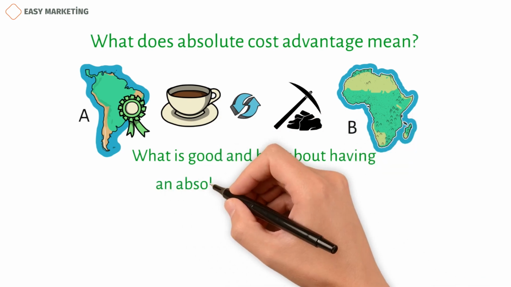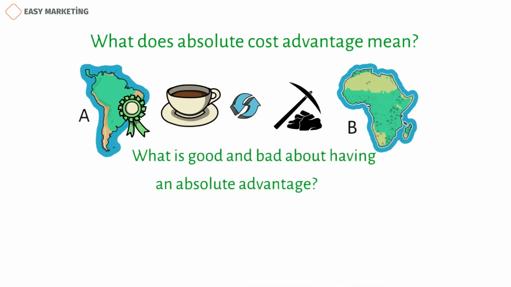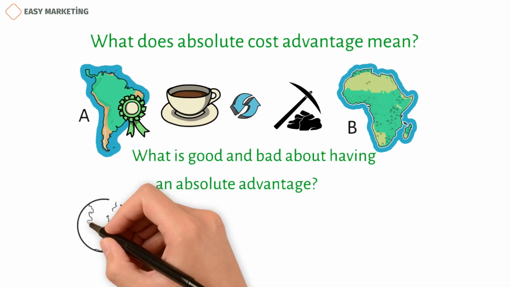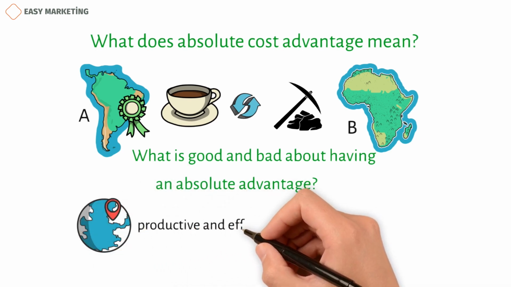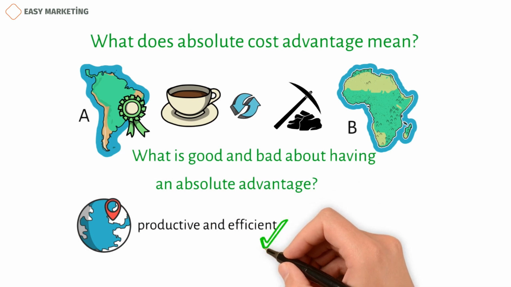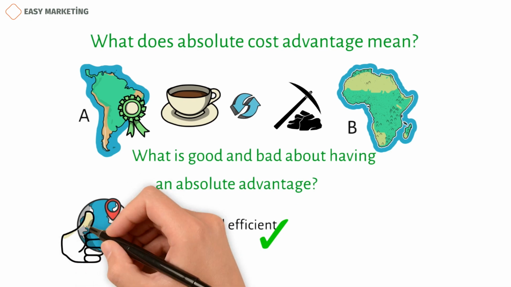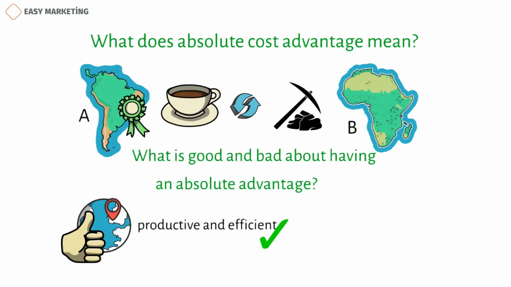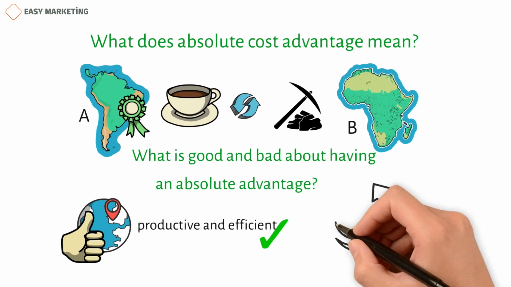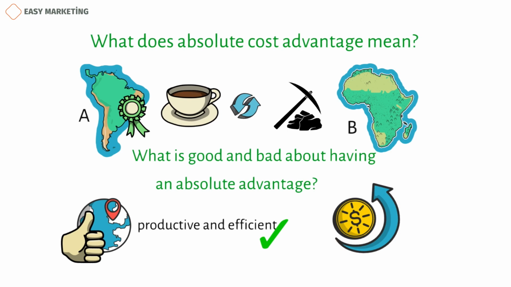What's good and bad about having an absolute advantage? The theory of absolute advantage is useful because it can help countries be as productive and efficient as possible. If one country is better than all the others at making one product, then putting all of that country's resources into making that product is good for the whole world. When the country that makes something sells it to other countries, it gets the most money for its work and can buy anything else it needs.